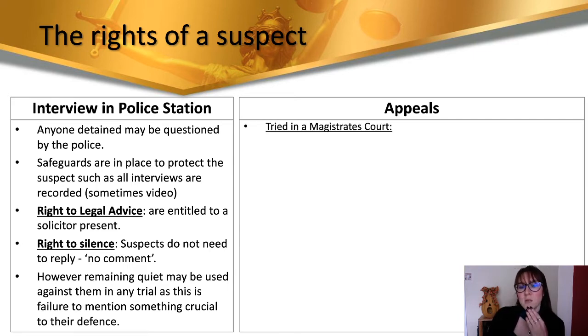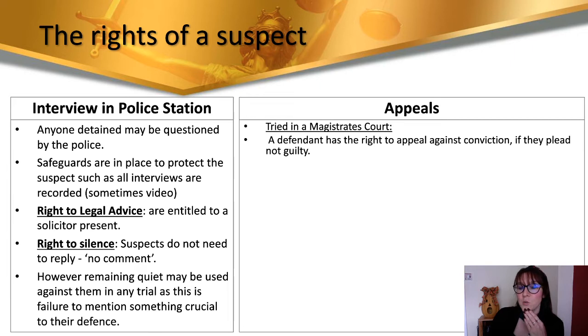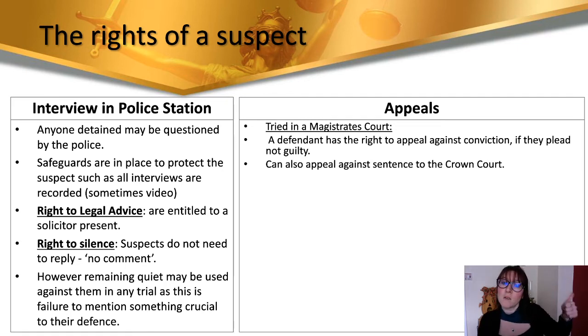Appeal. If you are tried in a magistrate's court, the defendant has a right to appeal against conviction if they plead not guilty. So if you plead not guilty and then you are convicted of it, you can appeal. You can also appeal against the sentence to the Crown Court. So you can appeal that you're not guilty while you're being convicted, but you can also appeal the sentence of how long they're going to detain you for, or the sentence that they are saying you're going to get.